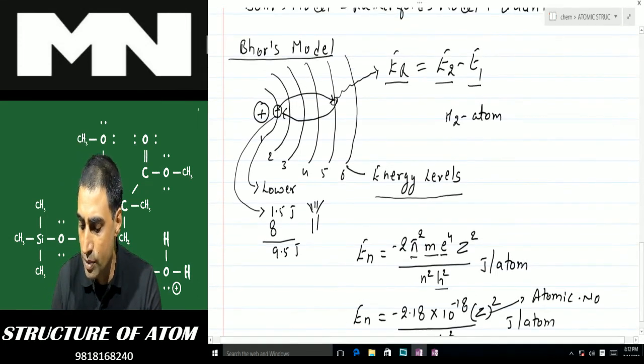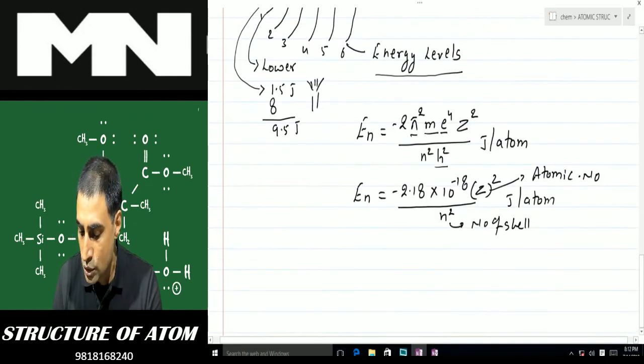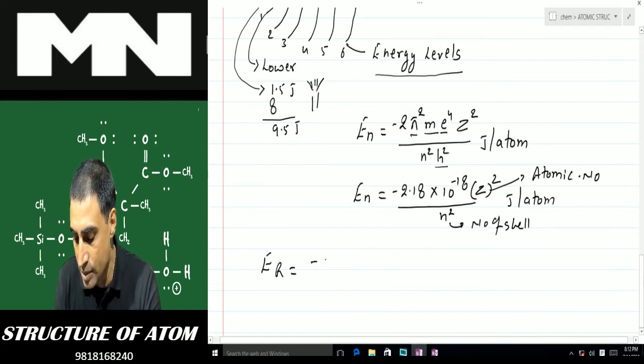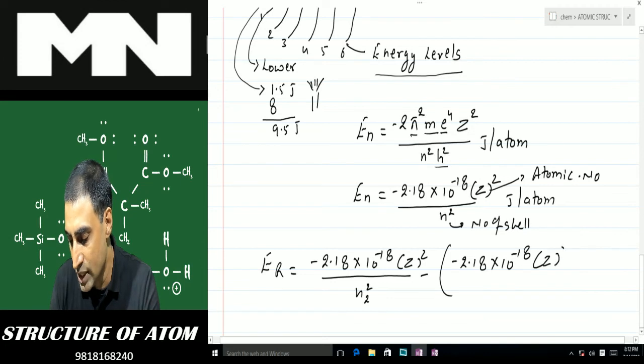Now we'll move on to this formula, that is energy of radiation. I'll write this. So energy of radiation, we know it is E2 minus E1. So in this case, it will become minus 2.18 into 10 to the power minus 18 into z square upon n2 square minus 2.18 into 10 to the power minus 18 into z square upon n1 square.